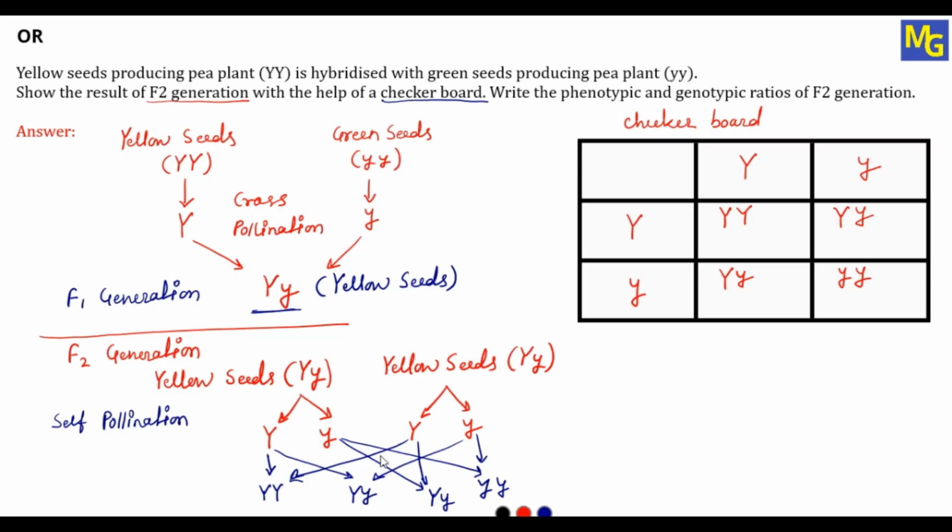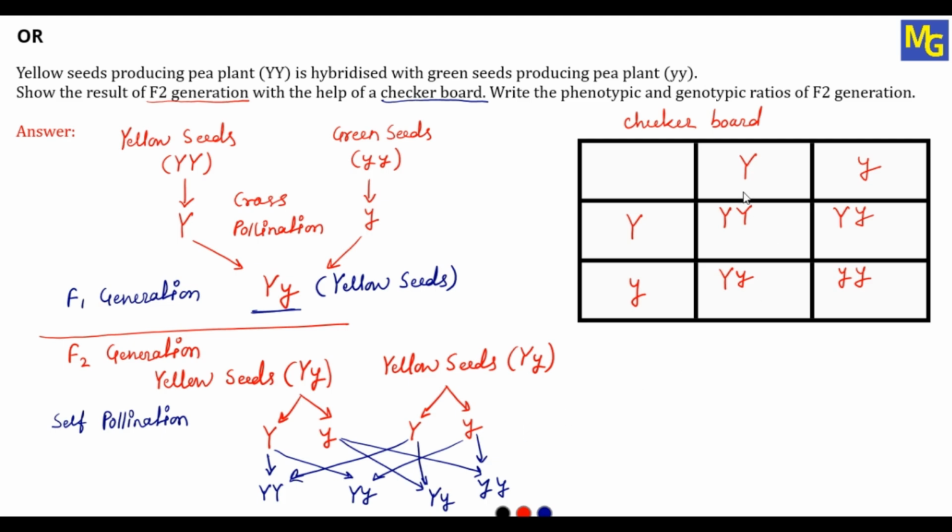Capital Y, capital Y. Capital Y, small y, we have 2. So here also capital Y, small y, we have 2. And small y, small y is 1. So this is the F2 generation with the help of a checkerboard, and this is the simple, regular method.